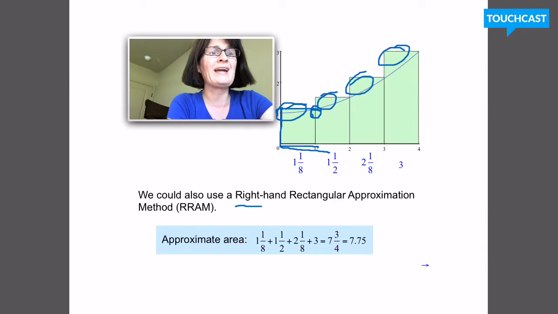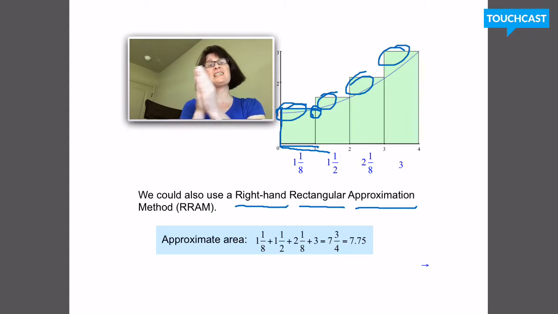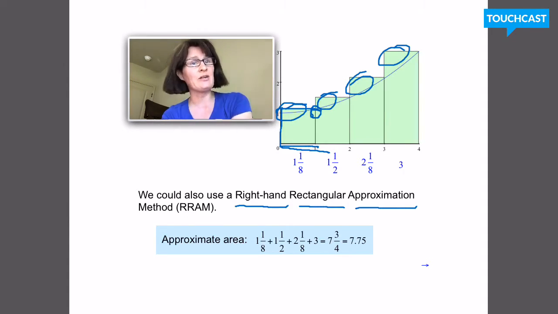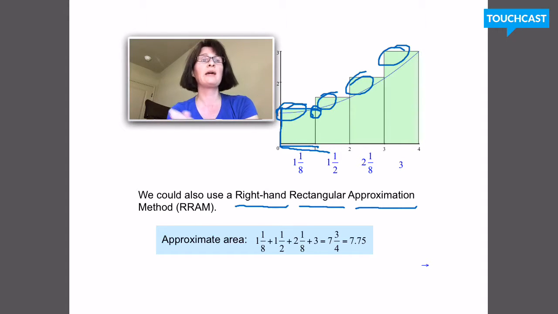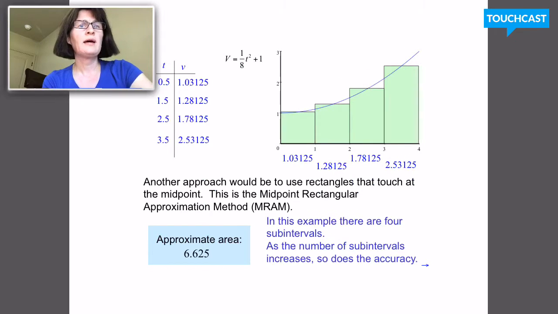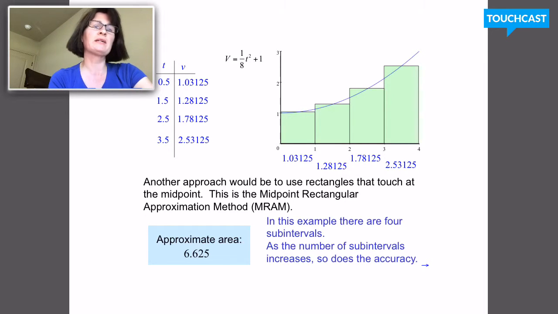This is called the right-hand rectangular approximation method, RRAM for short, because I've used the t value from the right-hand end of the interval to compute the height of the rectangle. When I had the left-hand corners touch, that's the left-hand rectangular approximation method, LRAM. And there's one more you need to know about. I could have had my rectangles touch at the middle of the intervals. This is called the midpoint rectangular approximation method, MRAM.